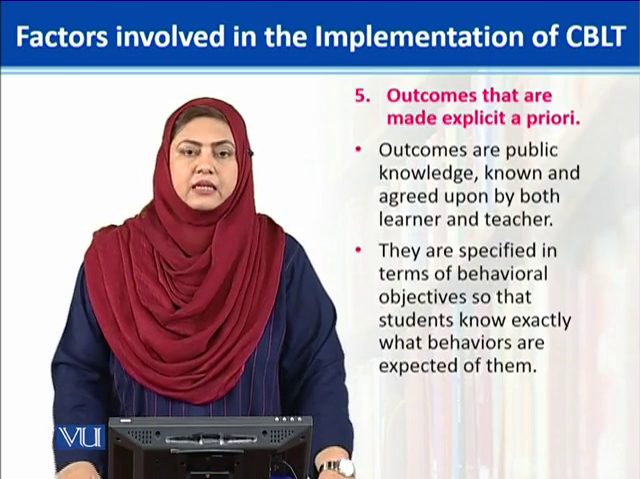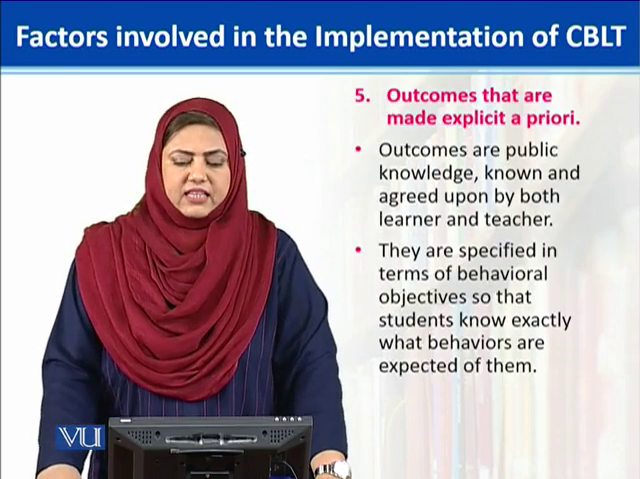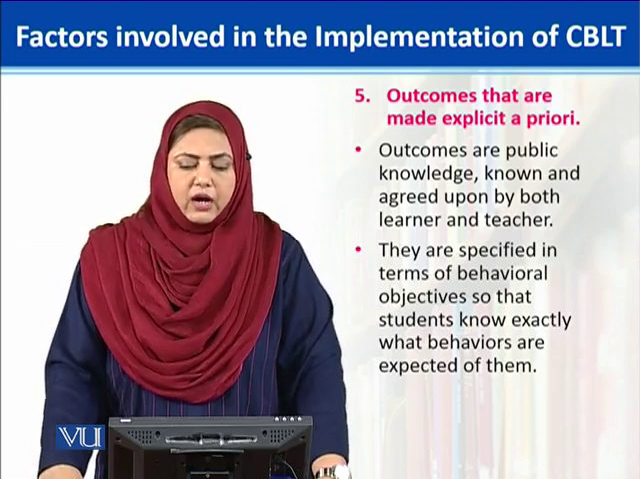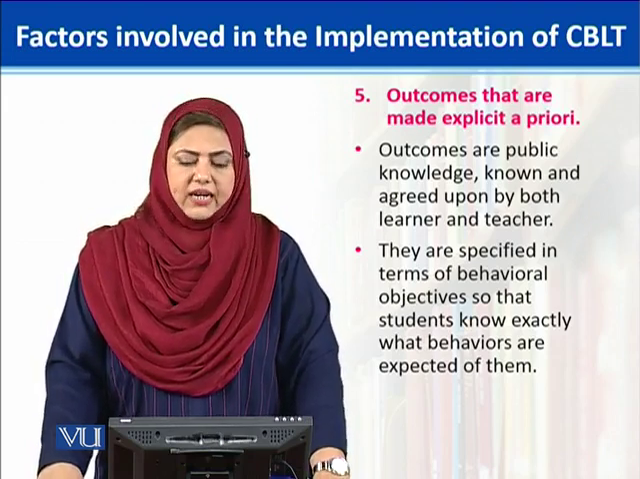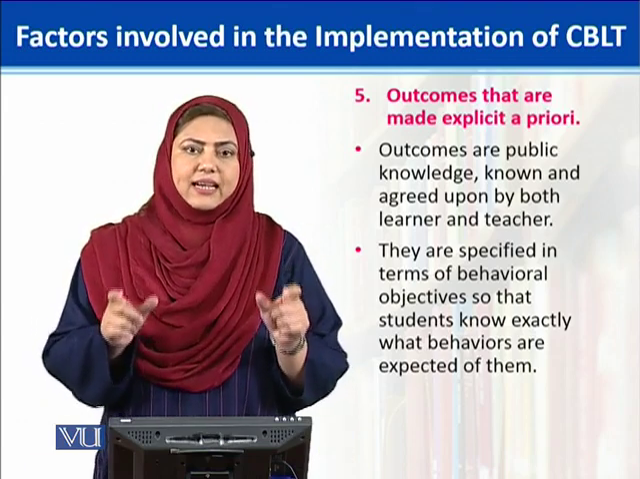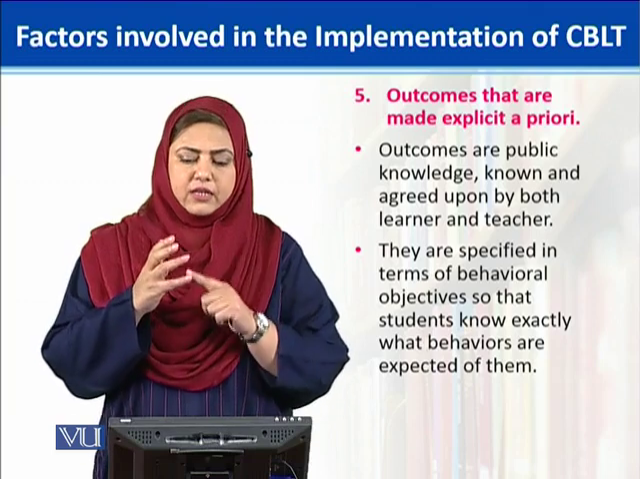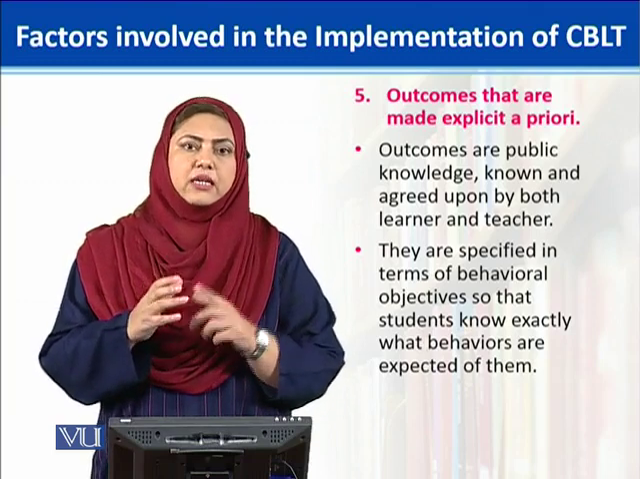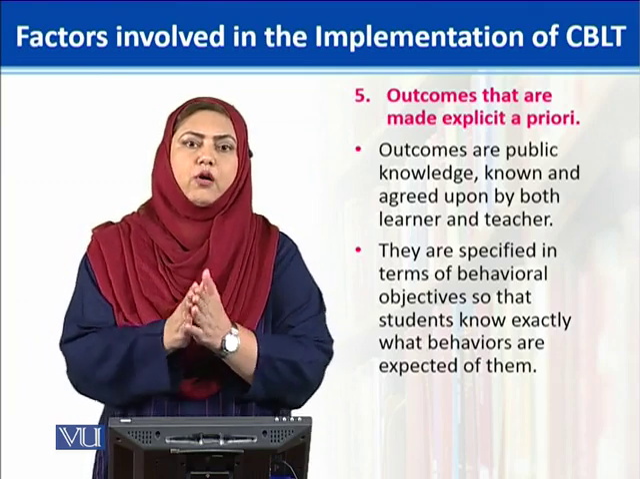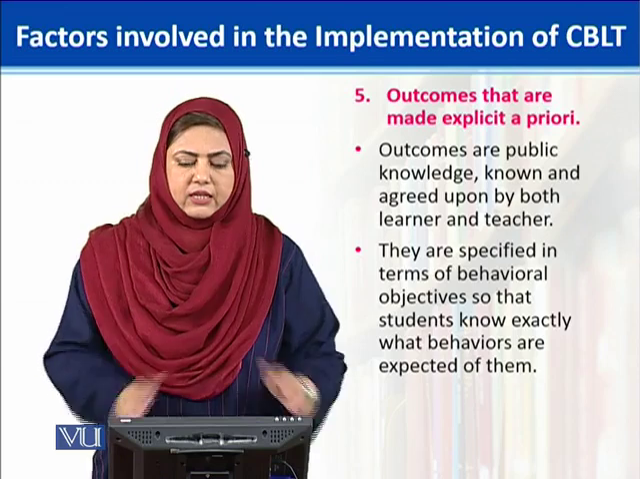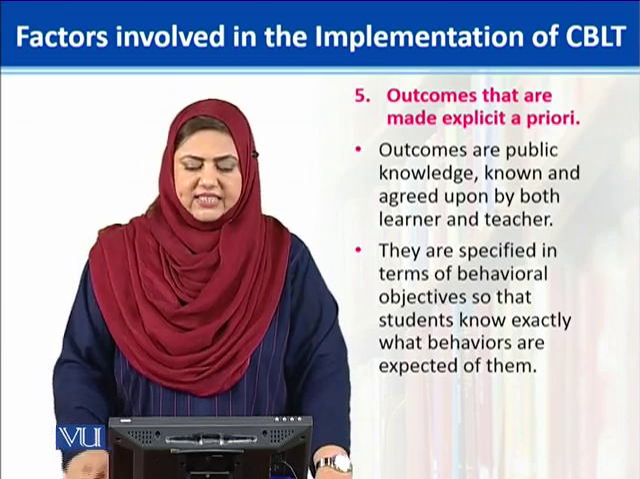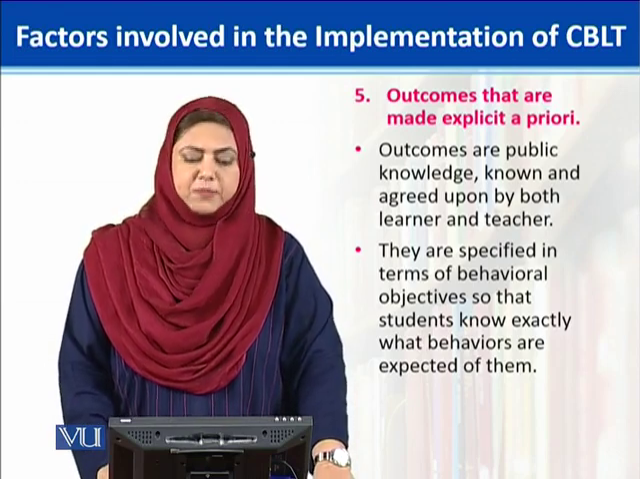The fifth important factor is outcomes that are made explicit a priori. So outcomes are public knowledge, known and agreed upon by both learner and teacher. There is an explicit, clear-cut understanding on the part of the learner as well as on the part of the teacher of what they expect to have as an outcome of this teaching. They are specified in terms of behavioral objectives so that students know exactly what behaviors are expected of them.